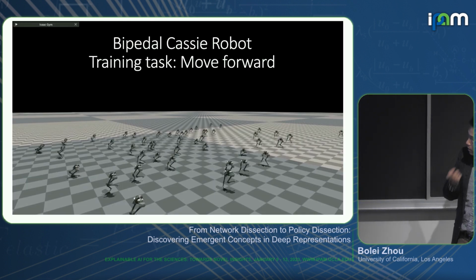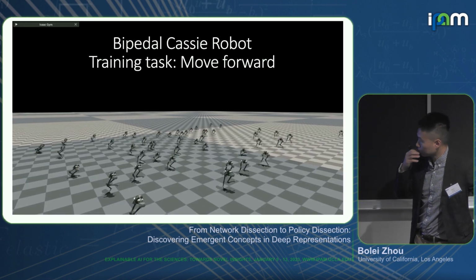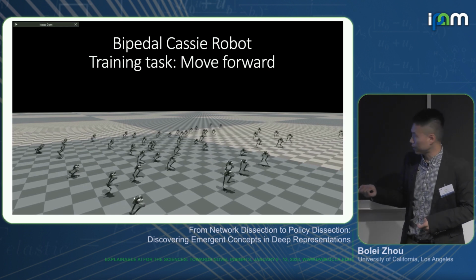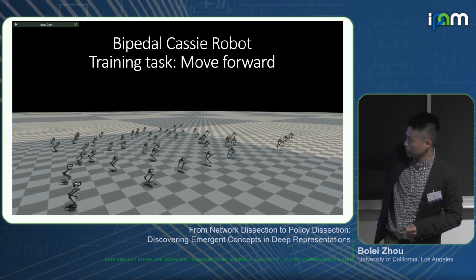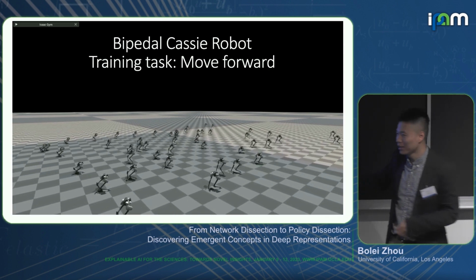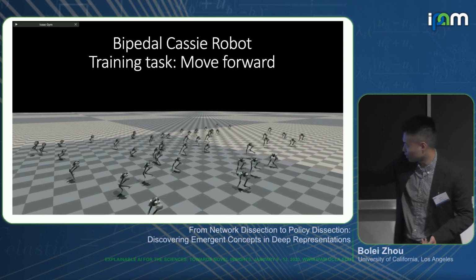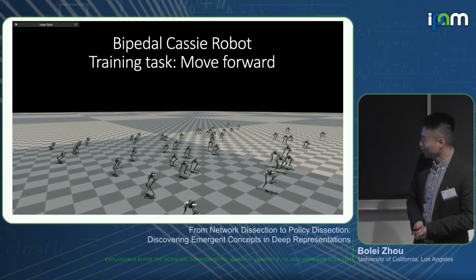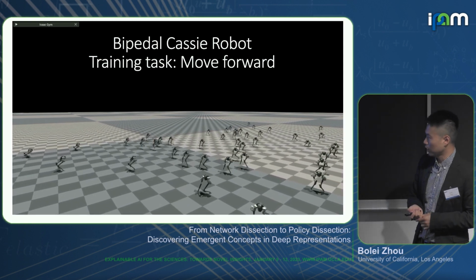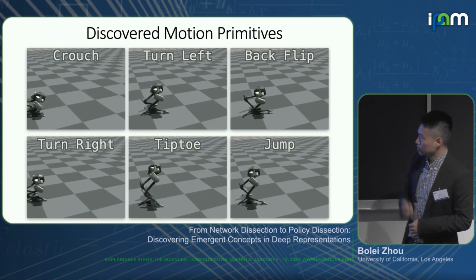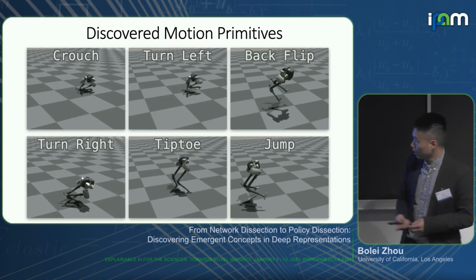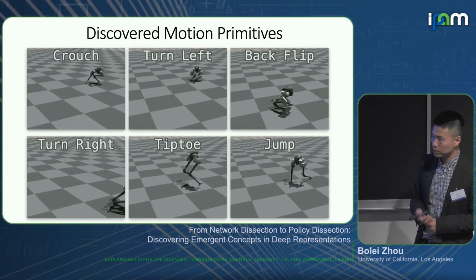So here is another environment we explore, where we apply this method to another robot trained for this task. It's a bipedal Cassie robot. You can see at the beginning, this training task is just walking forward. So it's a very boring task, right? Just train this bipedal robot jumping forward, so it keeps jumping forever. Now we apply this policy dissection to this trained agent. Then we can discover a lot of very interesting motion primitives inside the representations. So here are 6 motion primitives we discovered.